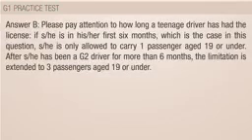Answer B. Please pay attention to how long a teenage driver has had the license. If he or she is in his or her first 6 months, which is the case in this question, he or she is only allowed to carry 1 passenger aged 19 or under. After he or she has been a G2 driver for more than 6 months, the limitation is extended to 3 passengers aged 19 or under.